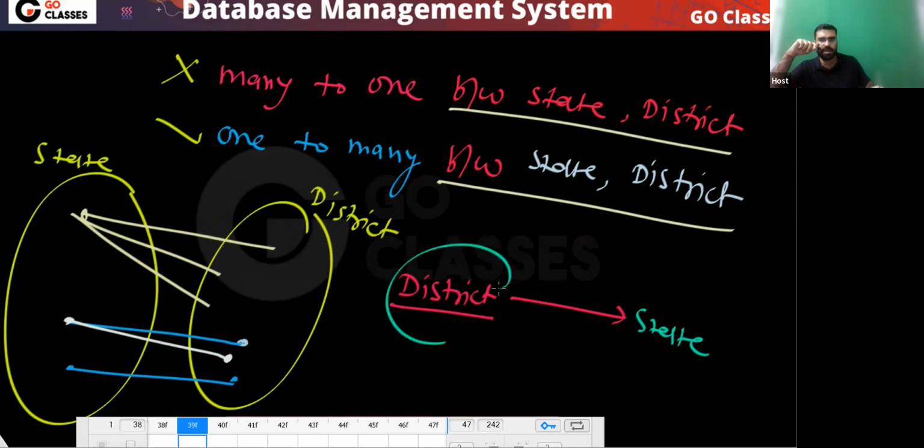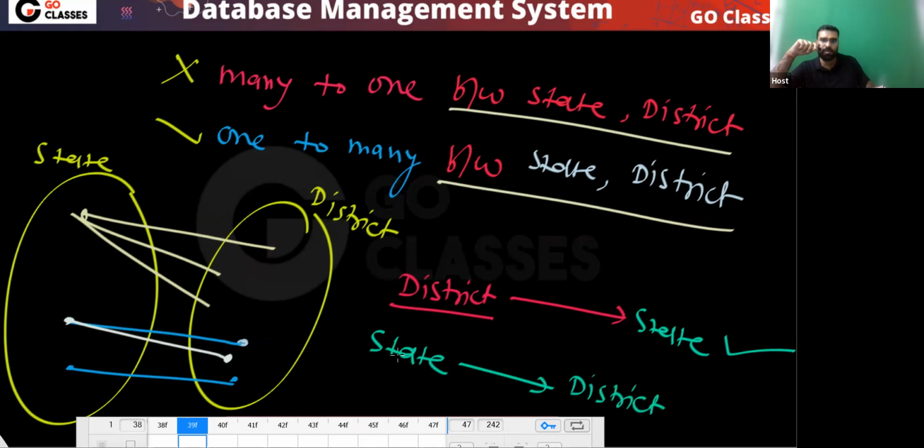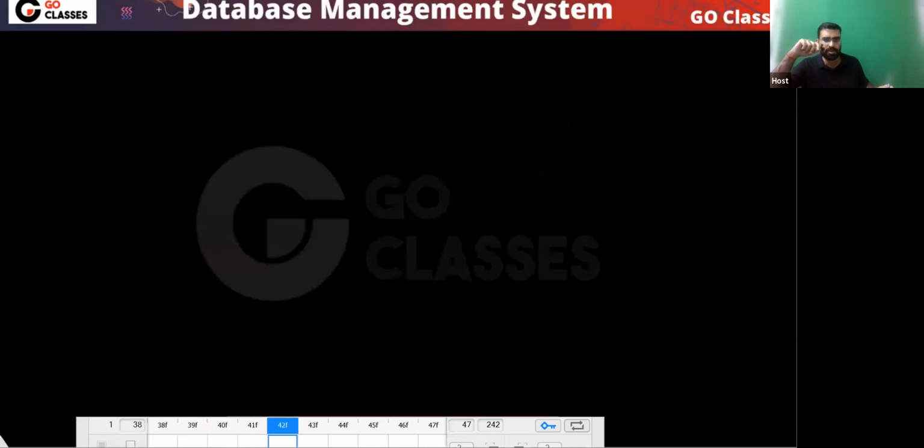Next, Jaipur, state will be Rajasthan. So you can do like this. Okay, what about state? If I give you the name of state, like Maharashtra, can you determine the district? No, you cannot determine district, right? So a very simple question.